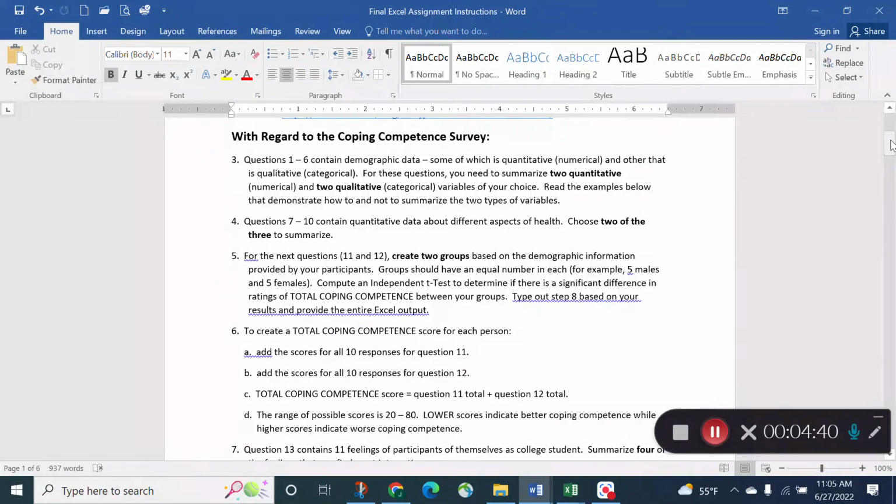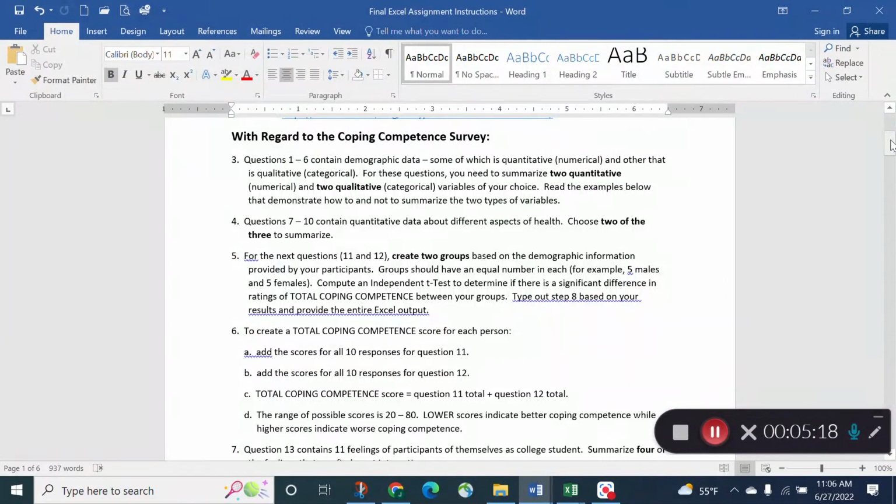The next 4 questions, 7, 8, 9, and 10, dealt with, this is probably not in the correct order, fitness level, diet, percent body fat, and then overall health. Of those 4 questions, because they all had quantitative parts to them, you will pick two of the four. I think I've got a typo there, but two of the four are what you will actually need to summarize.